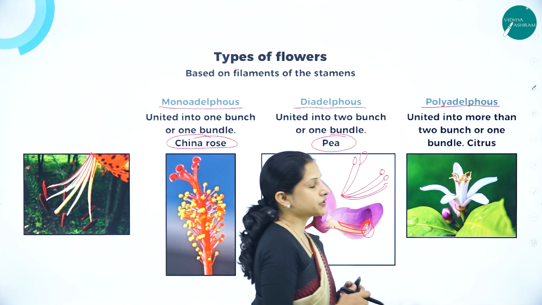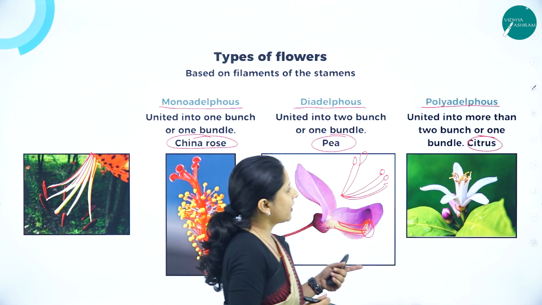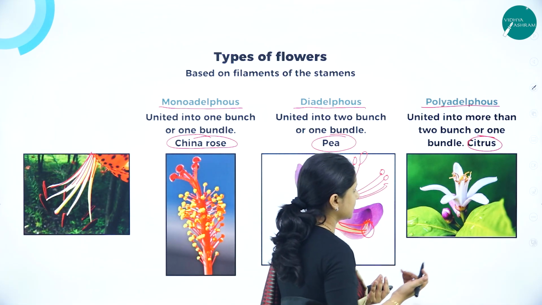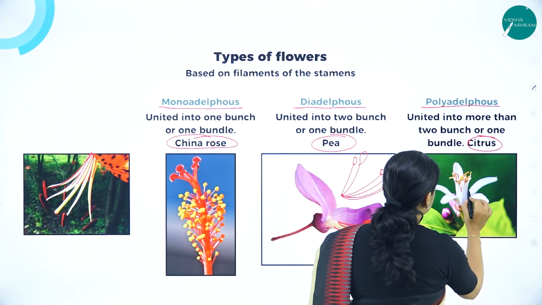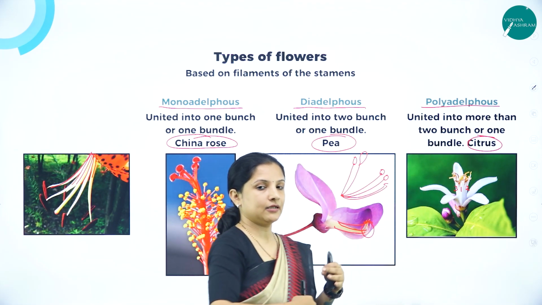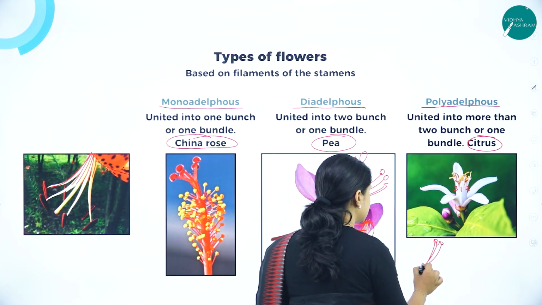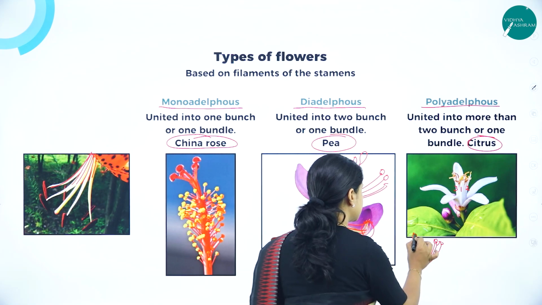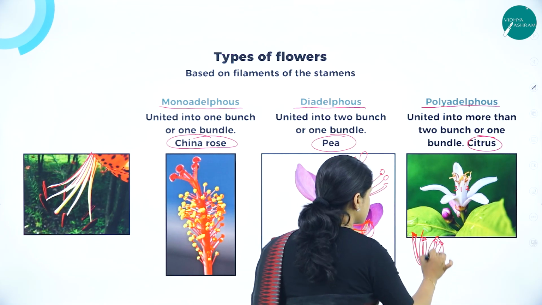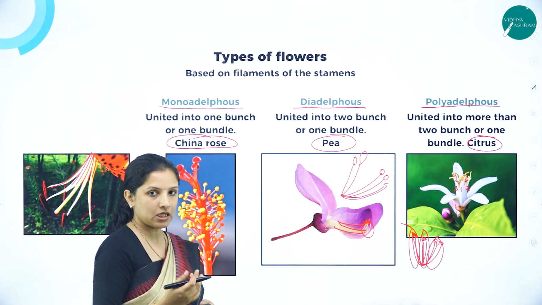Next, polyadelphous, which is usually seen in citrus flowers, that is lemon, orange and all that. So wherein the stamens are grouped into more than 2 bunches or bundles. So here you can see, here one bundle is there, here is the second one, here is the third one, and next the 4th one and 5th one is on the other side. So they form bundles. So you have one bundle of stamen, next one forms a separate bundle, next a third bundle. So they form separate bundles, 1, 2, 3. So this is called the polyadelphous condition, which is commonly seen in citrus flowers.